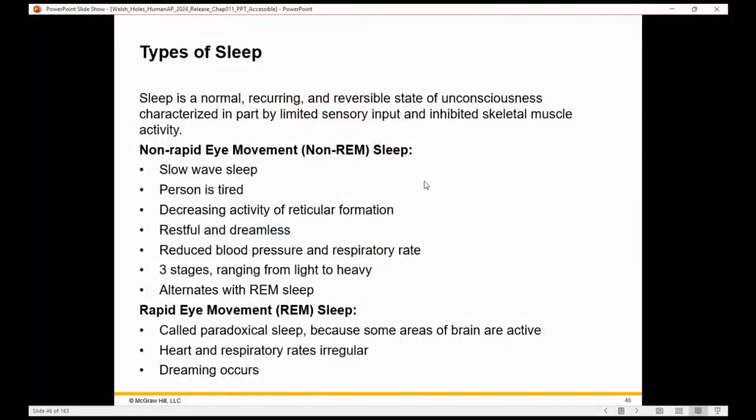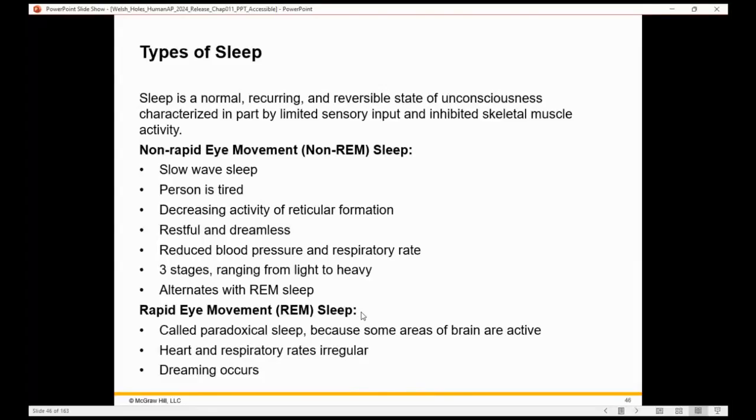Speaking of sleep, sleep is a normal, recurring, and reversible state of unconsciousness, characterized in part by limited sensory input and inhibited skeletal muscle activity. In non-rapid eye movement, or non-REM sleep, you have slow wave sleep. The person is tired. You have decreasing activity of the reticular formation. This is a restful and dreamless state. You have reduced blood pressure and respiratory rate. There are 3 stages, ranging from light to heavy, and it alternates with REM sleep.